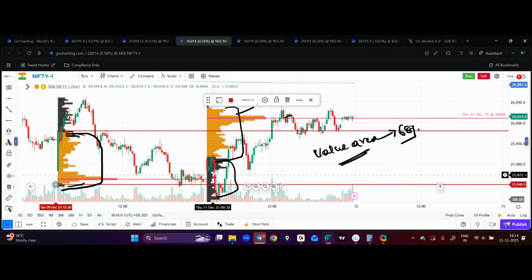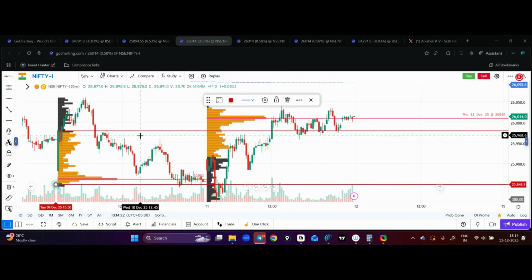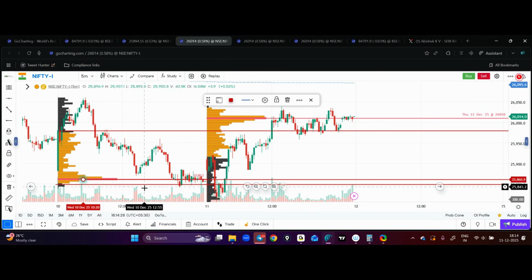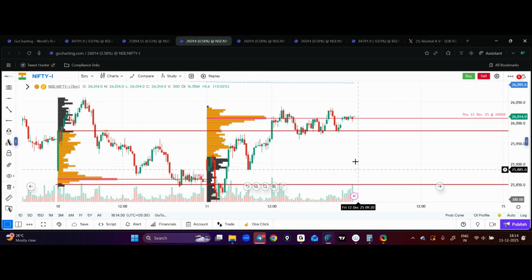The other part is my outside value area, the remaining 32%, where 32% of the volumes are traded. Within the value area and the total day, the single price point where the highest volumes are traded is my red line. This is called my point of control.